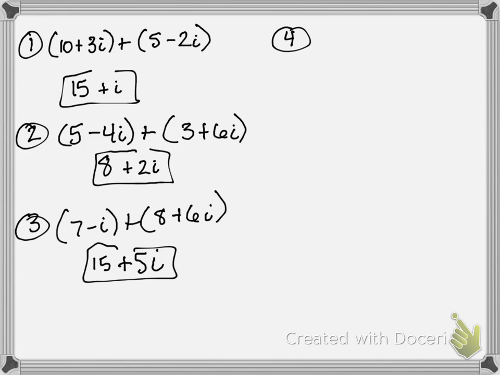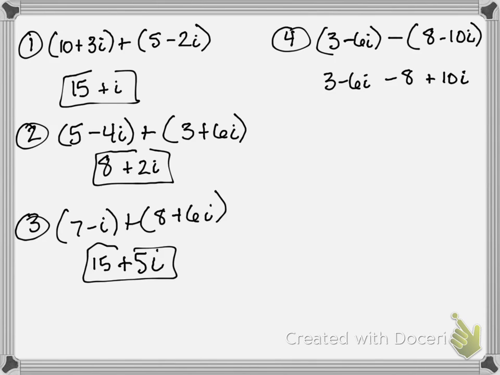All right, 4 is a subtraction problem. So 3 minus 6i minus 8 minus 10i. All right, the minus right there goes to both. So this is like 3 minus 6i minus 8 plus 10i. When you distribute that negative through, right? Negative goes here, negative goes here. 2 negatives make a positive. So what is that going to leave us with? 3 minus 8 is negative 5. Negative 6i plus 10i is positive 4i.